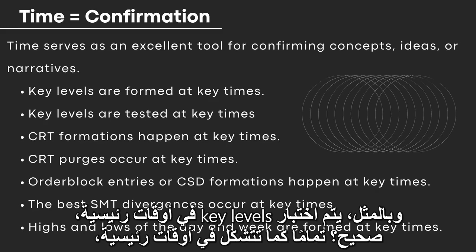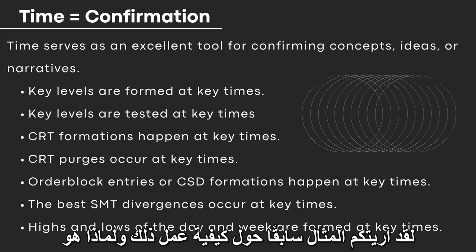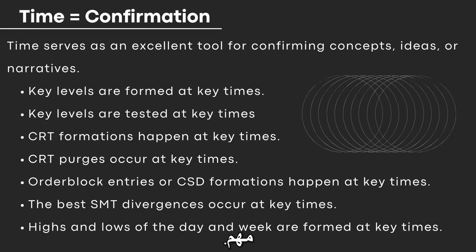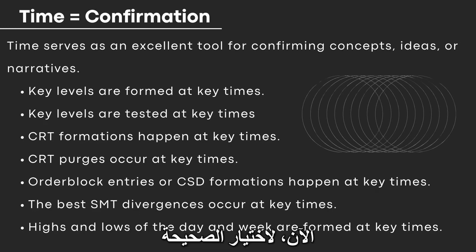Similarly, key levels are tested at key times, right? Just like they're formed at key times, they're also tested at key times. I showed you the example earlier about how this works and why it matters. And just like key levels, CRT formation and both purges occur at key times as well, right? Now we know that CRT are formed on every time frame and all times, right? Now to choose only the correct ones, you have to use time to filter out the lower probability CRT, and you'll end up with the high quality ones only.